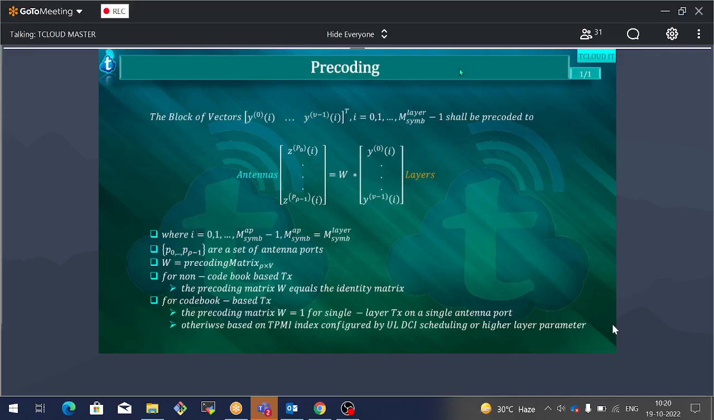So the W size is going to be P into V. So output would be P and input is V. So W must be P into V. For example, if this is 1, you want it to be transmitted on 4 antennas. We want to use a 4x1 matrix so that we can convert one stream into 4 units, which can be transmitted on 4 different antennas.